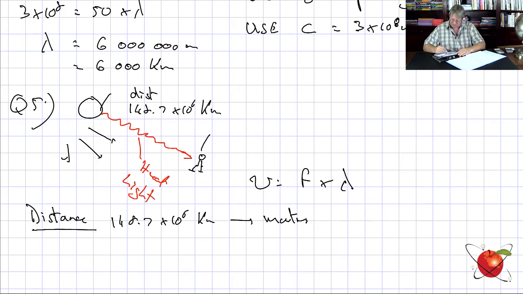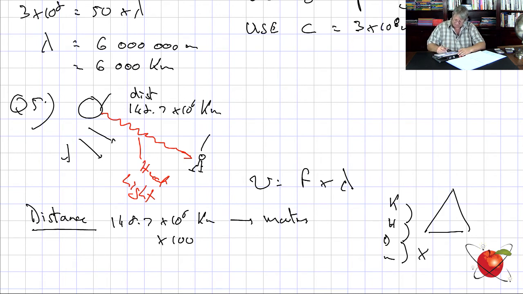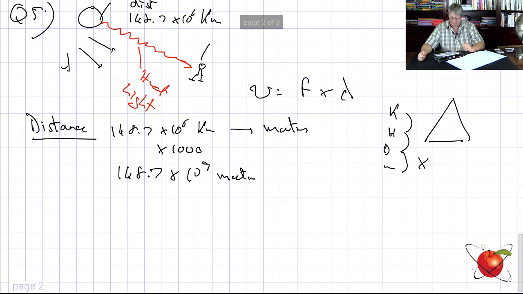How do we change to meters? Well, remember kilometers, hectometers, decameters to meters. It's a length unit, so we're going down, which means we get bigger. So we times by 10, 100, 1,000. So we eventually end up with 148.7 times 10 to the 9 meters. Okay, now hold on.